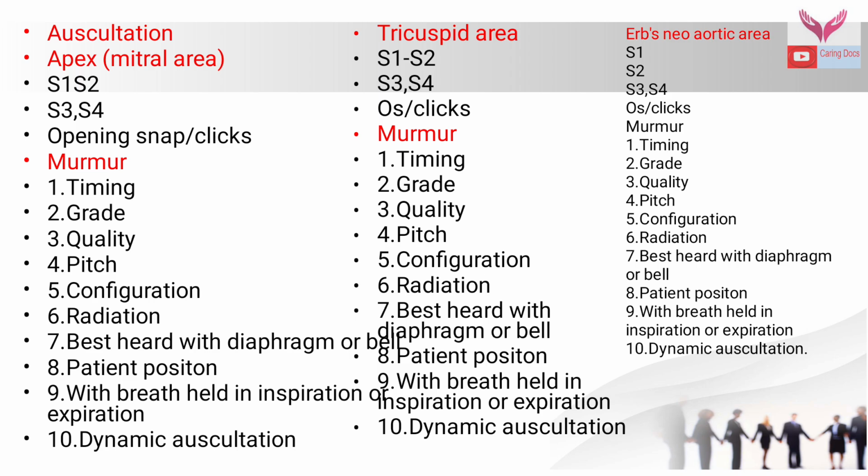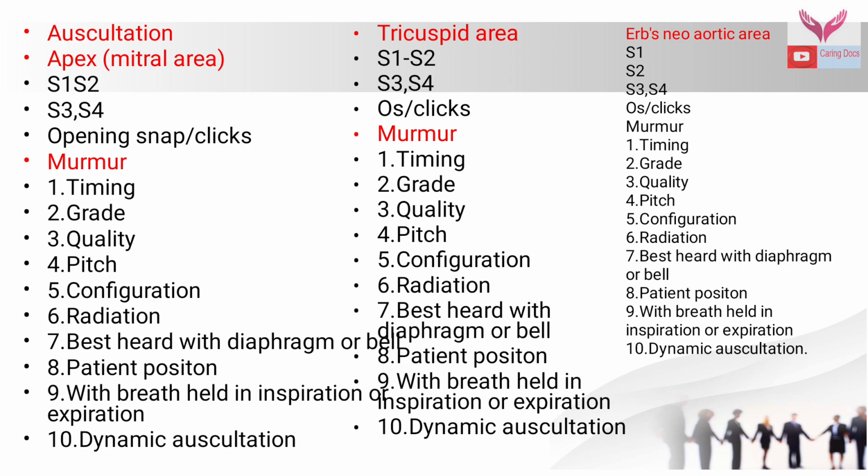In the tricuspid area, we will check for heart sound S1, S2, S3, S4, whether there is any opening slaps or clicks, if there is murmur, the timing, grade, quality, pitch, configuration, radiation, whether it is best heard with the diaphragm or the bell, patient position. We have to check it with patient's breath held in inspiration or expiration. We have to do dynamic auscultation.